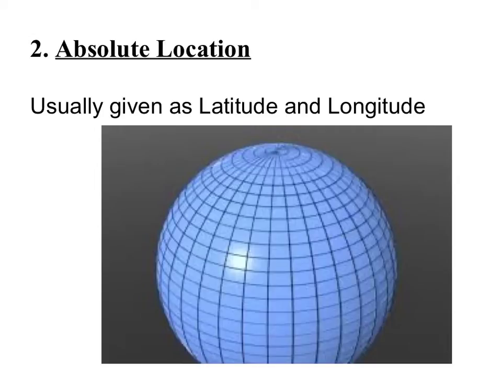Now, latitude lines are these lines that go across, parallel, that is horizontally, and longitude lines are the ones that go up and down. So as you can see, when they meet, they form a grid.